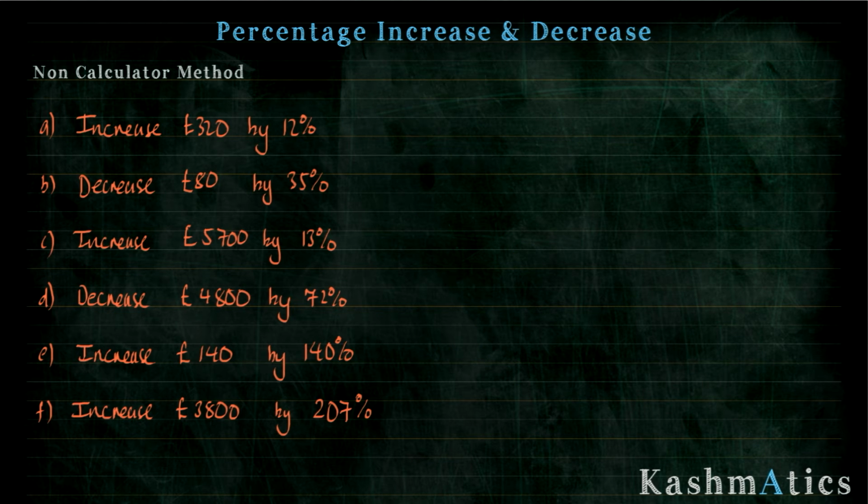So here's 6 questions for you to try. Just be careful with parts E and F, they might catch you out, but the others should be fairly straightforward. And some of the percentages are a little bit trickier, so part D for instance, it's going to take a bit more work because you've got 72%. Okay, but the method is exactly the same, and like I said before, if you're struggling to work out the percentage of a number, then go back and watch the other video that I did before, and you should understand how to do it once you've watched that. Anyway, give these a go, pause the video, and then come back for the answers.